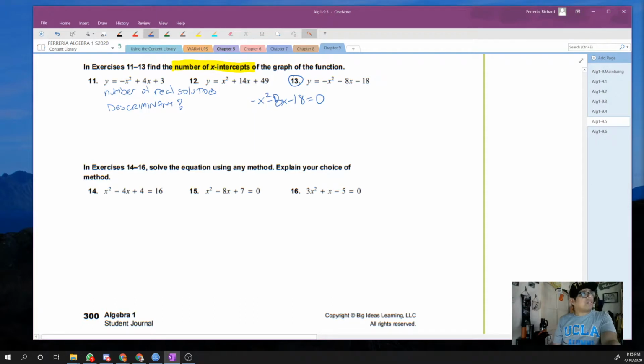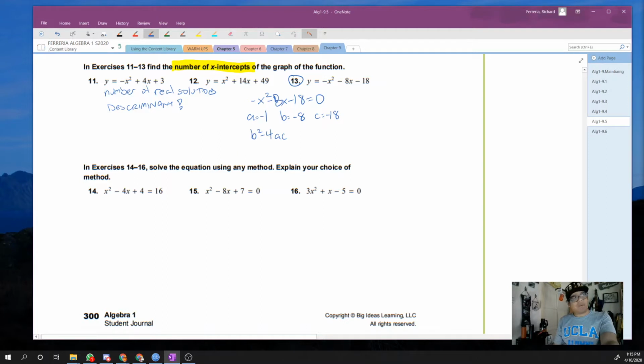Noticing that this is already in standard form, but it's not equal to 0, so I'm going to make it equal to 0. Logically, that means you're saying the y-coordinate is 0, which is the same thing as an x-intercept anyways. Okay, a, b, and c: negative 1, negative 8, negative 18. Or if you like, you could have multiplied by negative 1. But in this case, since I'm just doing the discriminant, I'm not going to bother with that step.